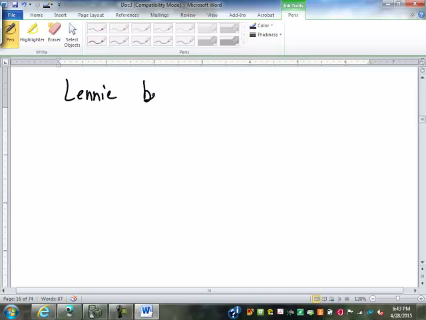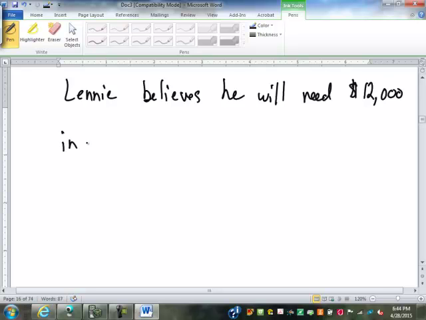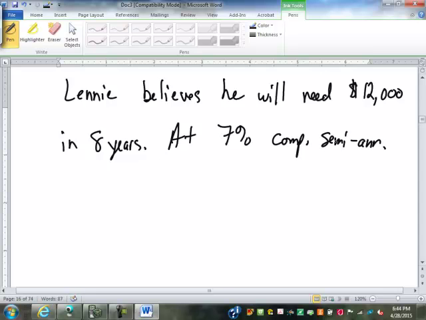Lenny believes he will need $12,000 in 8 years at 7% compounded semi-annually. How much does he need now?